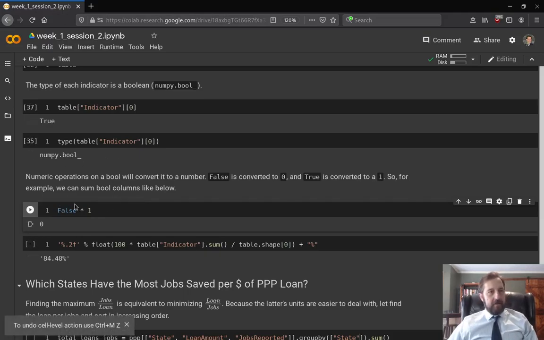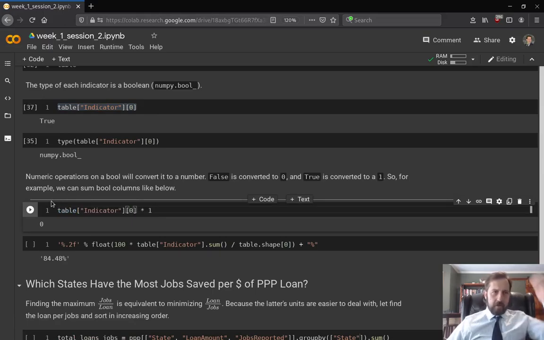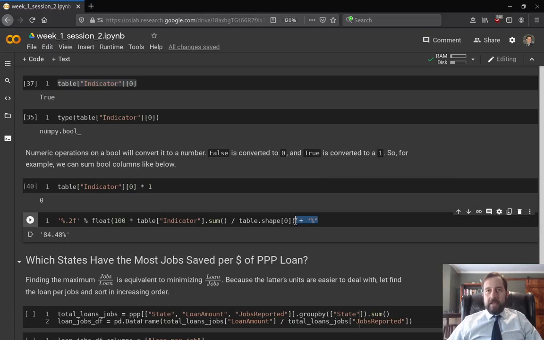Let me see if I can undo that. Put this back here. Good. What we can do, and this is probably needless, I was just formatting it here. The result is going to be 84.48, but let me get rid of the formatting because it'll just be a little confusing. So what we can do here is sum the indicators, right?